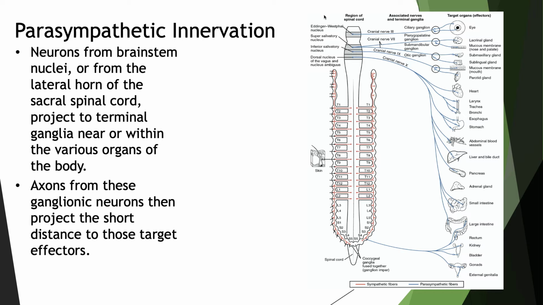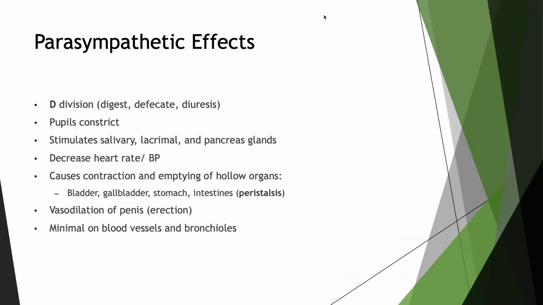Here you can see the same thing for parasympathetic innervation and some of the effects of the parasympathetic. So remember, this is the D division: digest, defecate, and diuresis. So the pupils will constrict. It also stimulates salivary, lacrimal, and pancreas glands. It'll decrease heart rate and BP. It'll cause emptying of some of the hollow organs. It'll cause vasodilation of the penis, or an erection. And it is minimal on the blood vessels and the bronchioles.